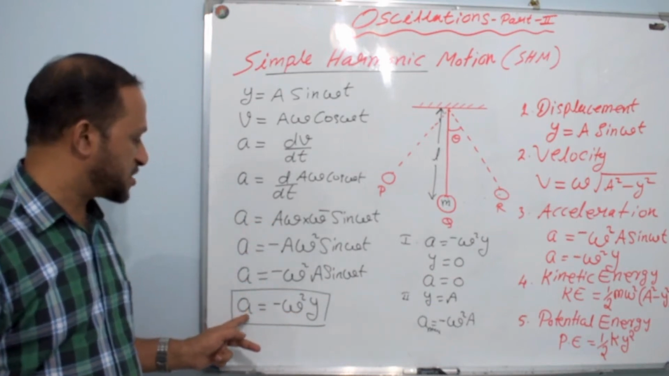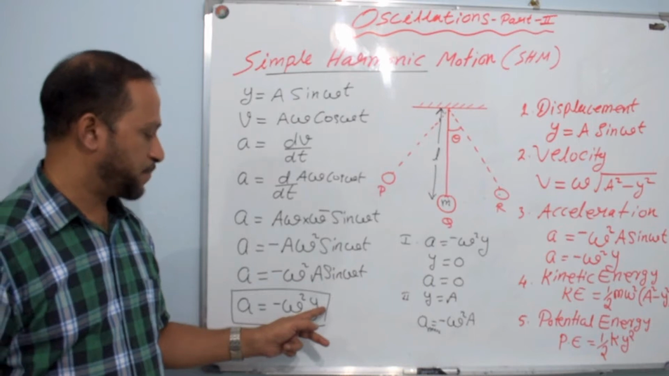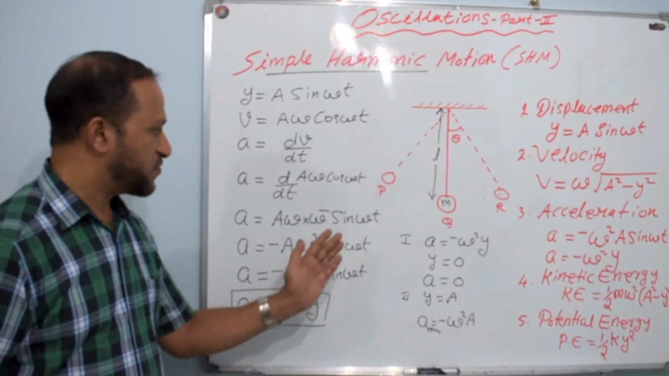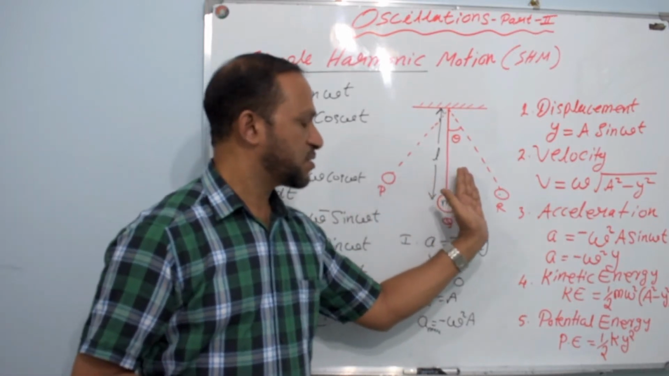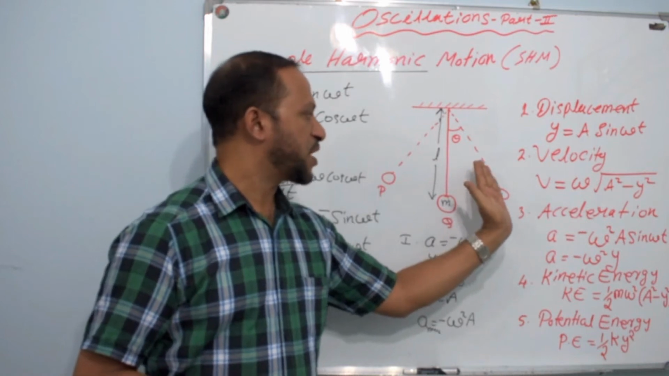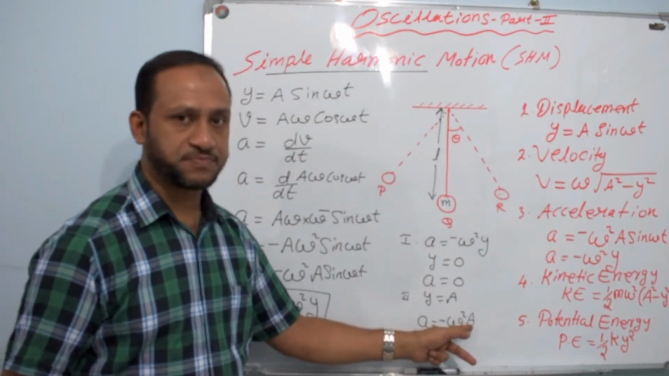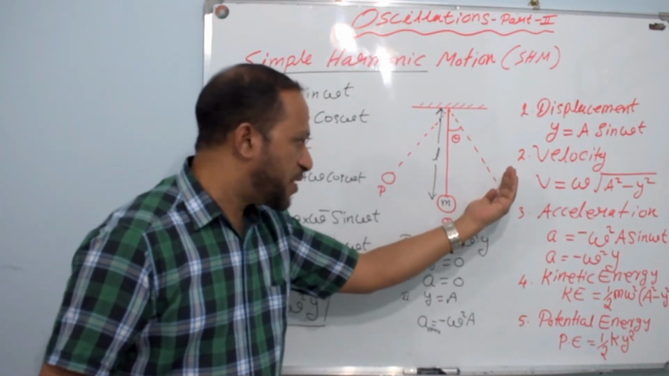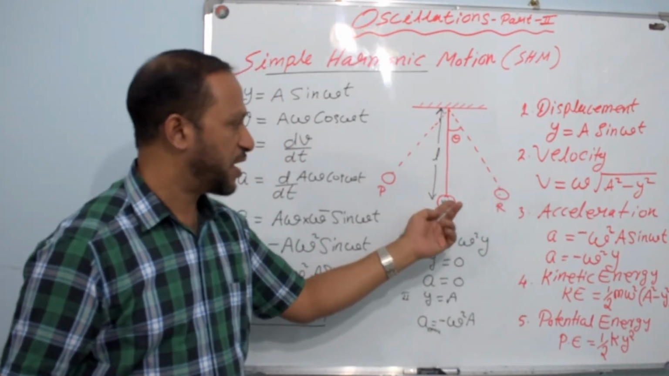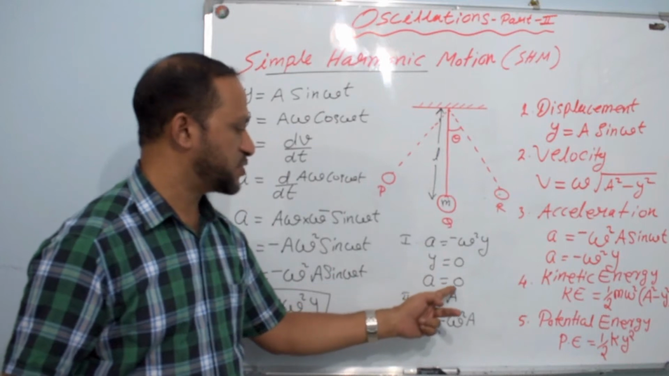So acceleration is directly proportional to y, displacement. It means when this displacement increases, acceleration is increasing. At the extreme position, it becomes maximum, that is minus omega square into a. When it returns back, acceleration decreases, and at this point, acceleration becomes 0.